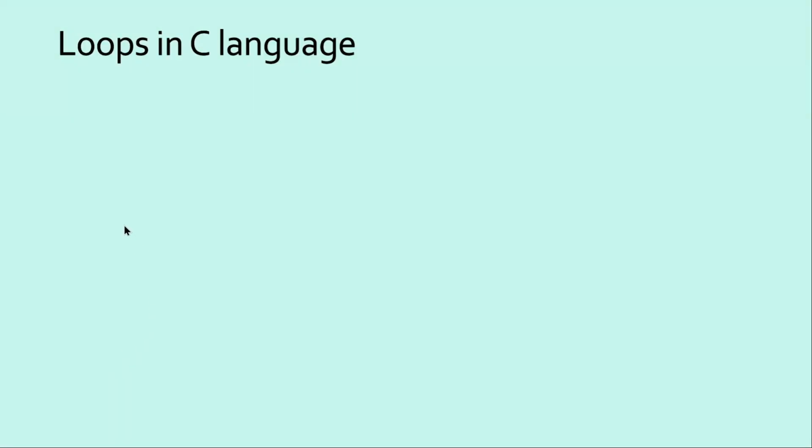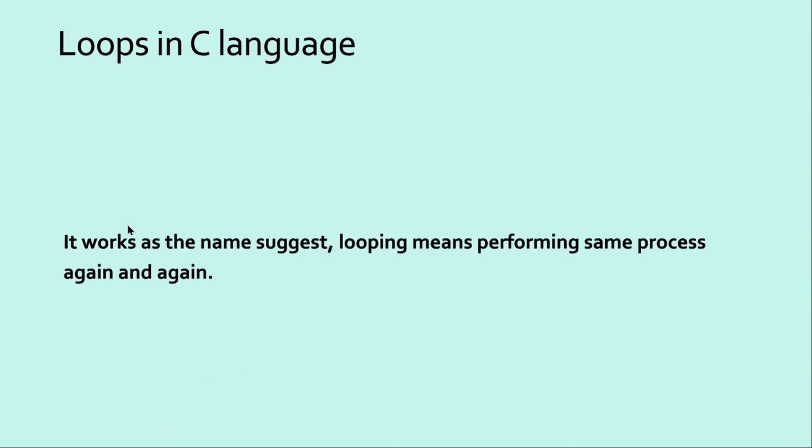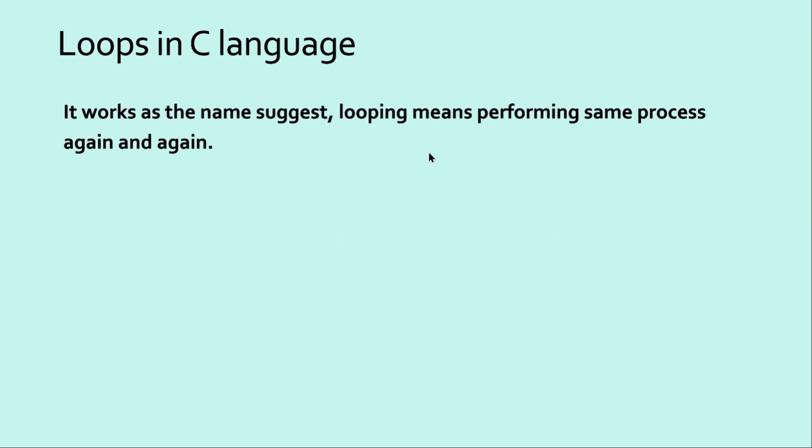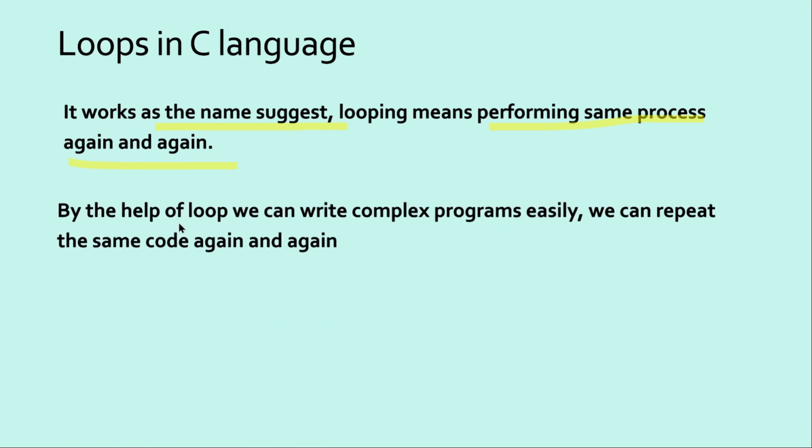Now let us understand about loops in C language. As the name suggests, looping means performing the same process again and again. You can execute the same code again and again by giving a condition, and the loop will be executed till the condition is false. So, with the help of loops, you can solve complex problems easily. Let's say we can repeat the same code again and again. In a case where you are repeating the code, you can just write that code in a loop and give the condition.